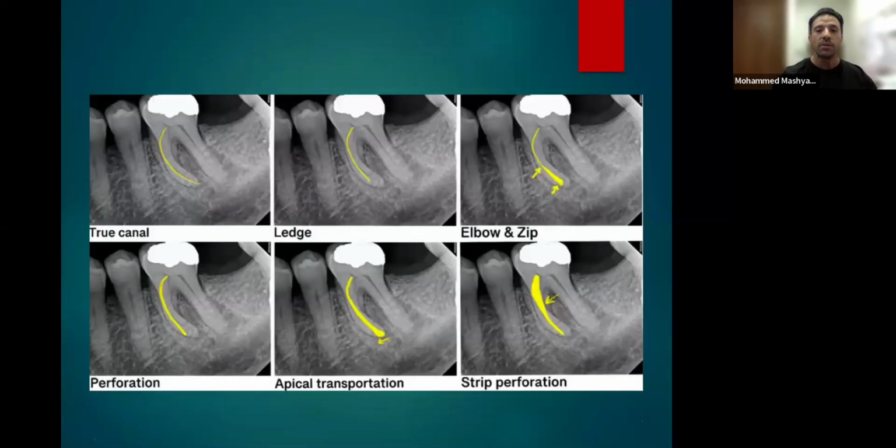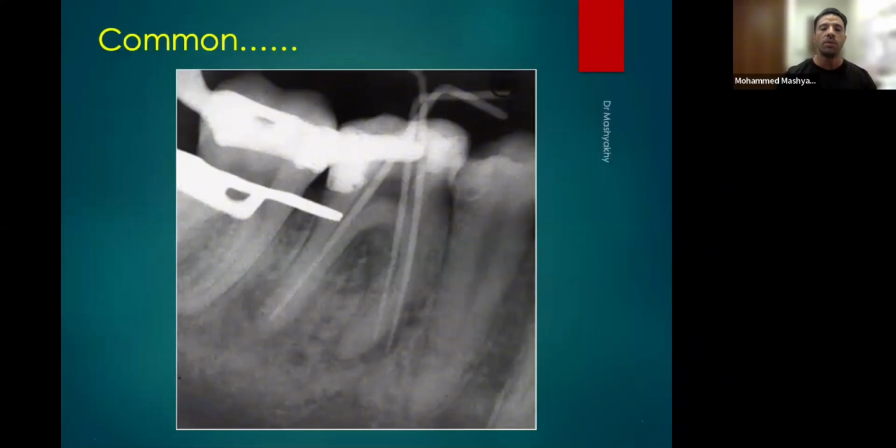And here we can see some of the problems we can have if we have a curved canal. You can have a ledge, zipping, strip perforation, or apical transportation. These all come with a less experienced dentist, and also with some instruments. If you don't have the proper instrument and proper management, you will end up having some of these problems. Definitely, I believe everybody in our lifetime doing root canal treatment has had some of these. But this is one of the common mistakes that almost everybody has made before.